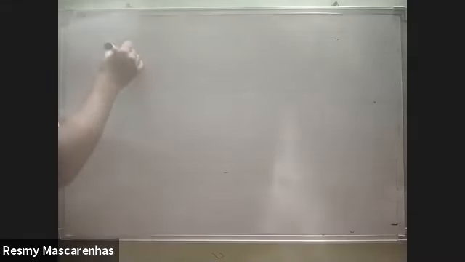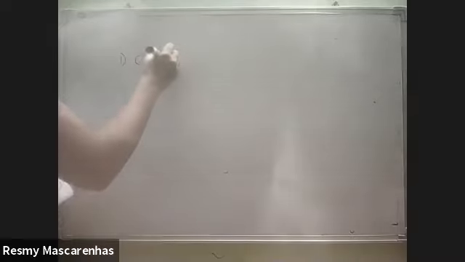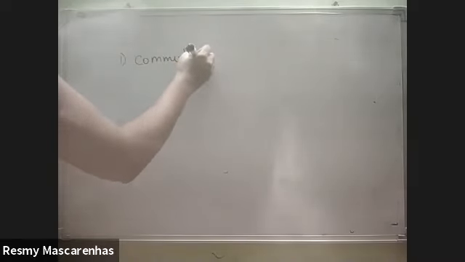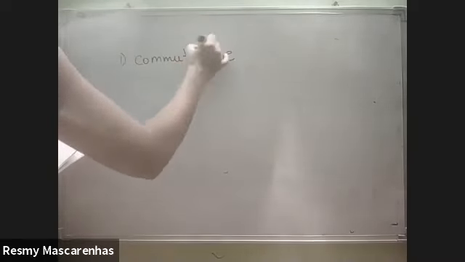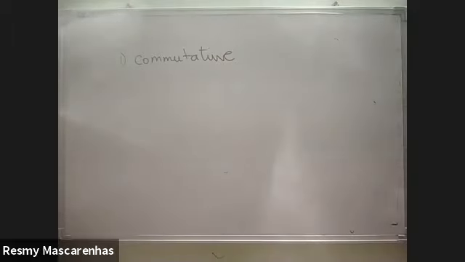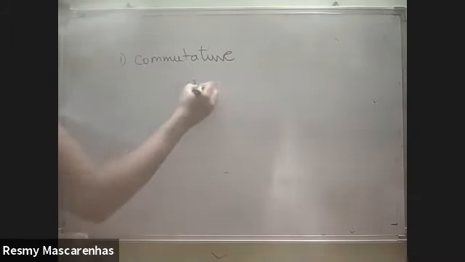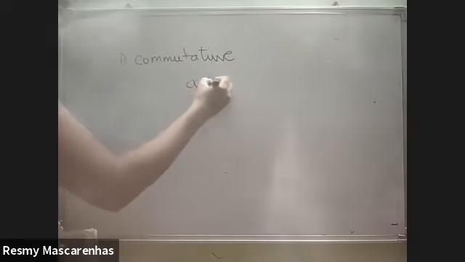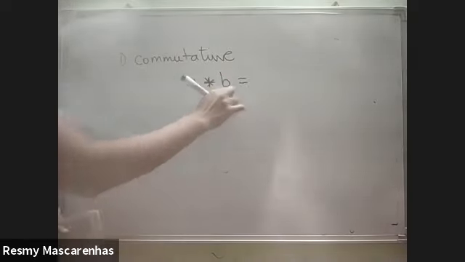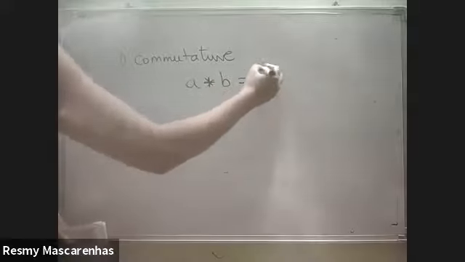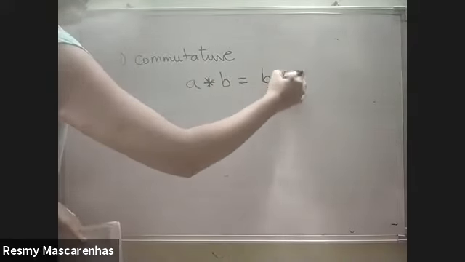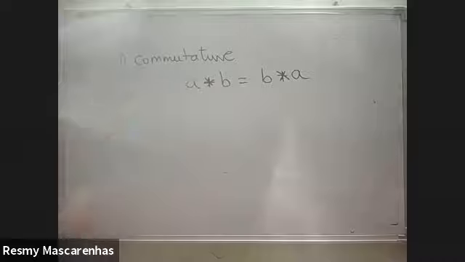Okay, first one is commutative type. This is very important for you to remember, because in certain places they will ask you to show that it is commutative. So you should know what the condition for commutative is. This is the condition: A star B, whatever you try, you should try the reverse also, and both the answers should be the same. So this is the condition for commutative.